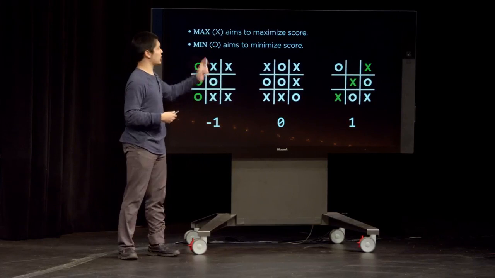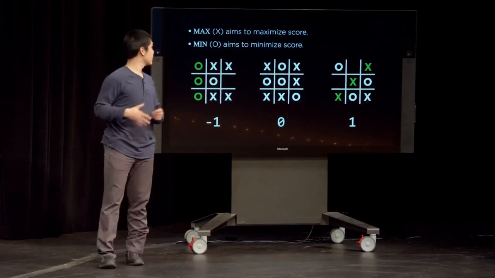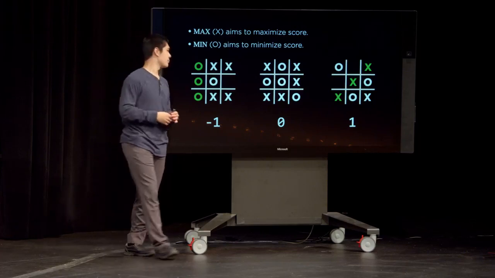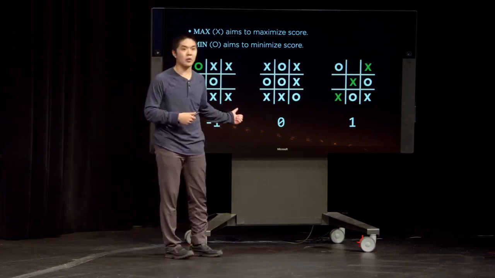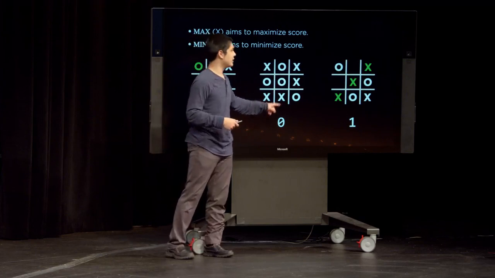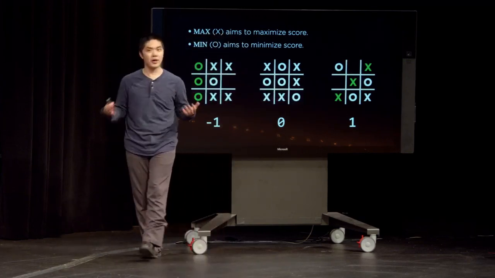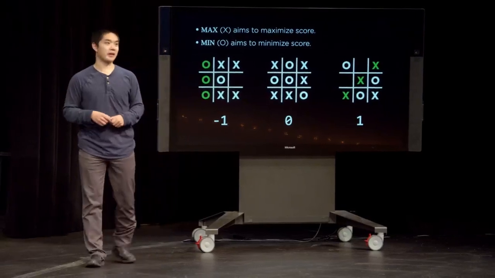Meanwhile, the O player, we're going to call the min player, the minimizing player. Their goal is to minimize the score. -1 is the best outcome for the O player. But if -1 can't happen, if O can't win, well, then tying the game is still better than X winning, because X winning would mean our minimizing player, player O, is ultimately going to lose the game.